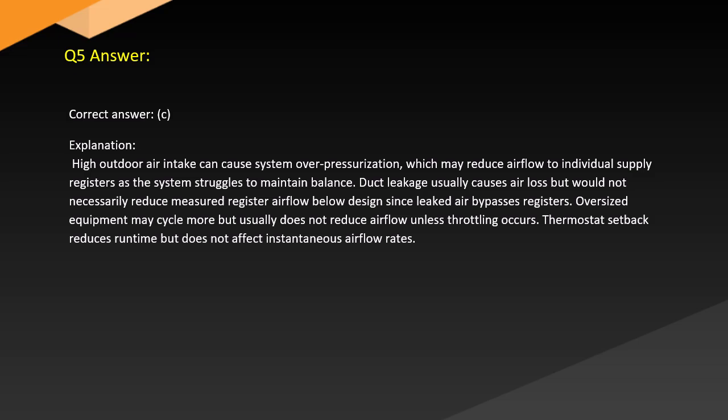Duct leakage usually causes air loss but would not necessarily reduce measured register airflow below design, since leaked air bypasses registers. Oversized equipment may cycle more, but usually does not reduce airflow unless throttling occurs. Thermostat setback reduces runtime but does not affect instantaneous airflow rates.